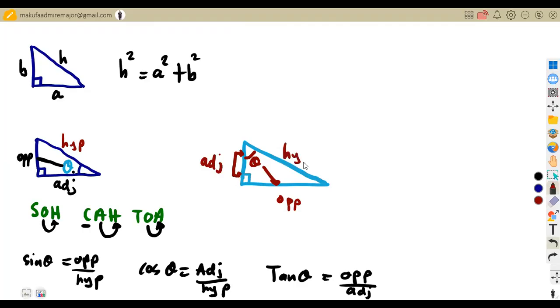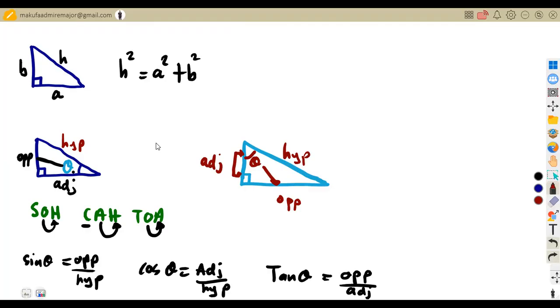And this is our hypotenuse, the one that is always opposite to the 90 degrees, the longest side. Hypotenuse is also a Greek name that simply means longest. So that is where we take the word hypotenuse.